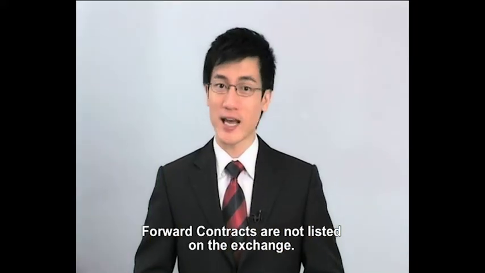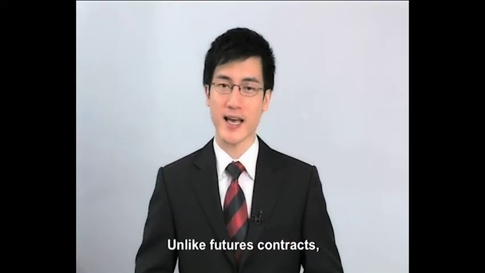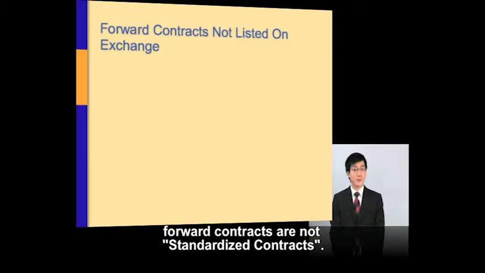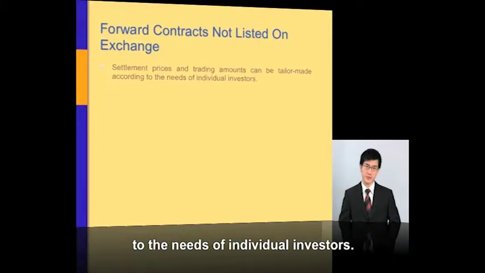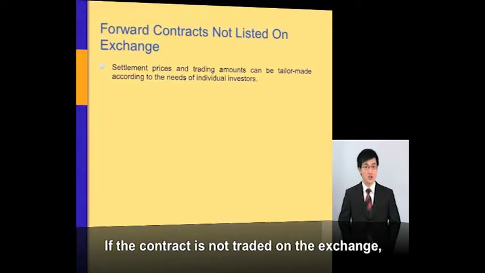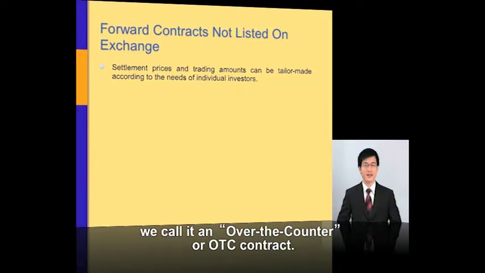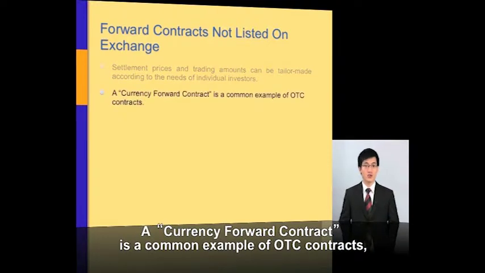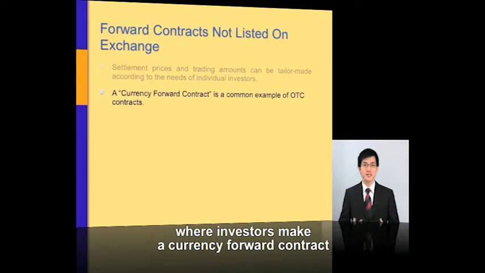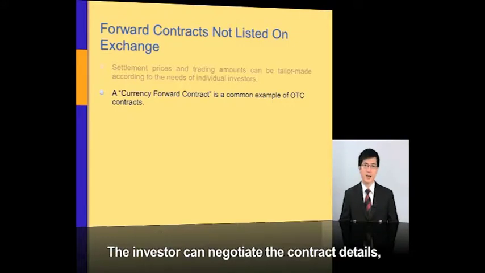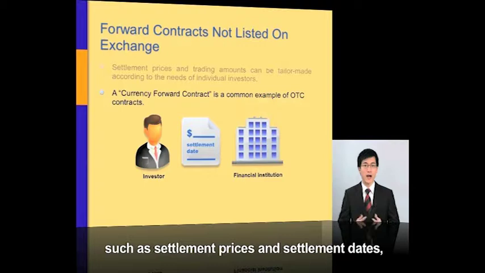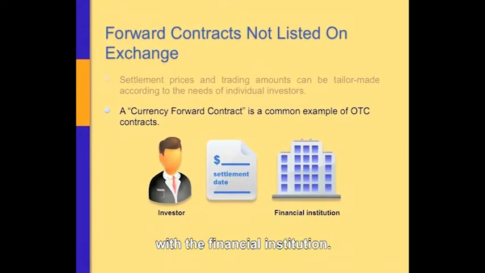Forward contracts are not listed on the exchange. Unlike futures contracts, forward contracts are not standardized contracts. Settlement prices and trading amounts can be tailor-made according to the needs of individual investors. If the contract is not traded on the exchange, we call it an over-the-counter or OTC contract. A currency forward contract is a common example of OTC contracts, where investors make a currency forward contract with a financial institution based on their particular needs. The investor can negotiate the contract details such as settlement prices and settlement dates with the financial institution.